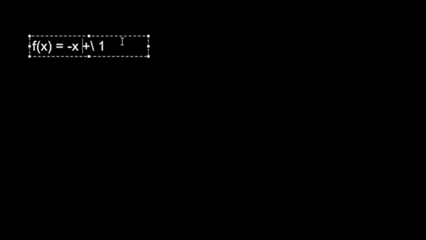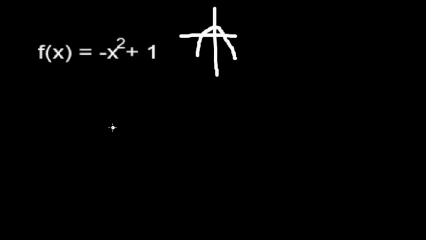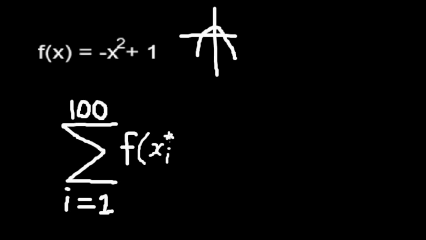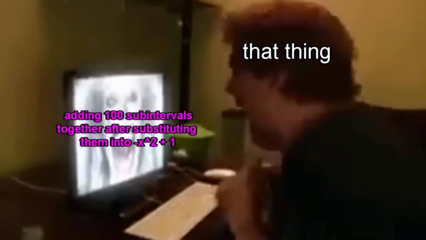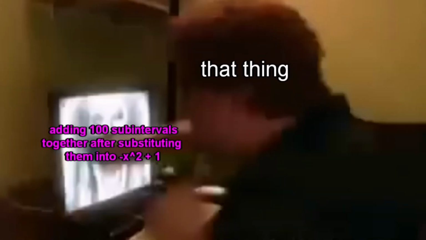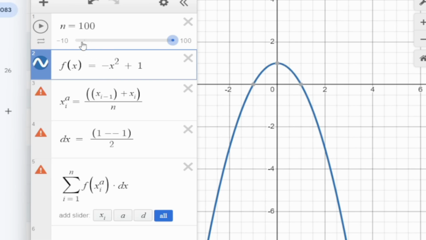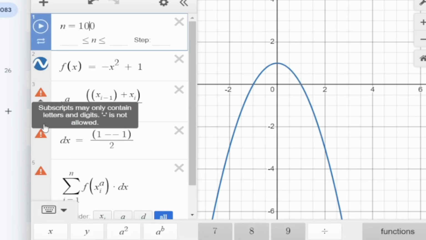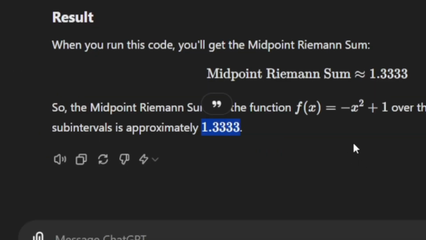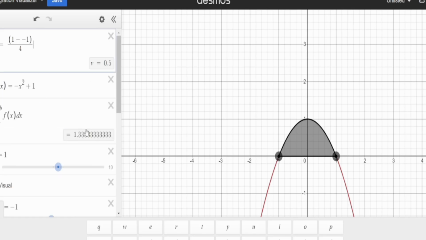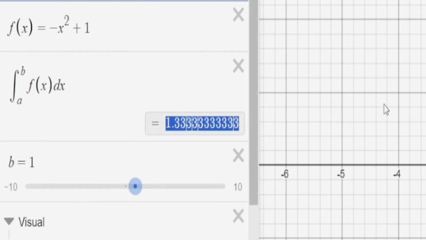No, of course not. We plug this value along with our original sub-interval calculator into this sum, and what we have is an elegant equation that, if we wanted to manually add together, would make me cry myself to sleep even with that thingy under my bed. And in fact, that thing is so scared of having to add 100 sub-intervals together after substituting them into negative x squared plus 1. So we resort to the next best thing after Desmos fails to do its job. It's definitely me just being dumb. And get GPT to do it for us. And what do you know? 1.33 recurring is the area, and when we plug the function into a definite integral, we get the same answer.